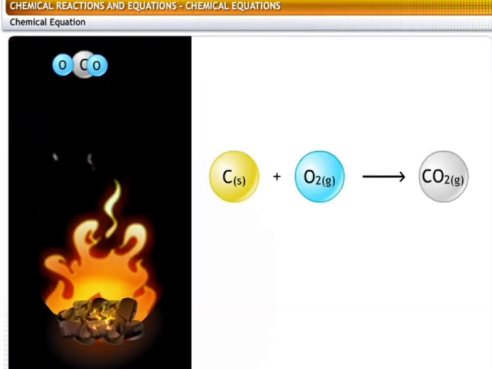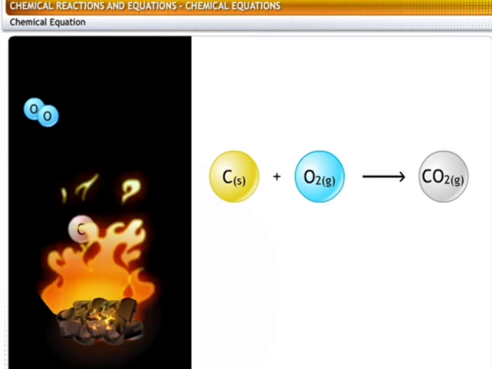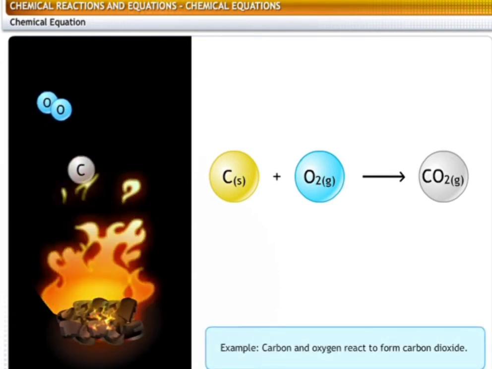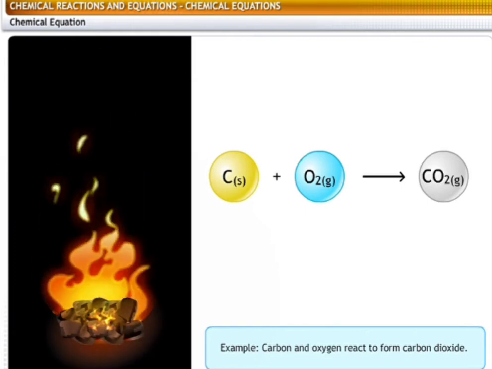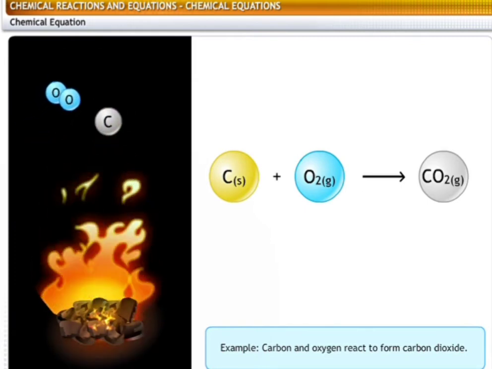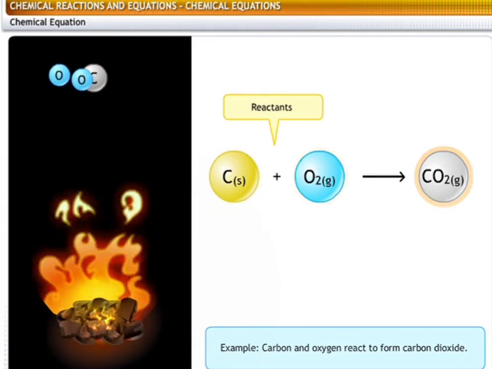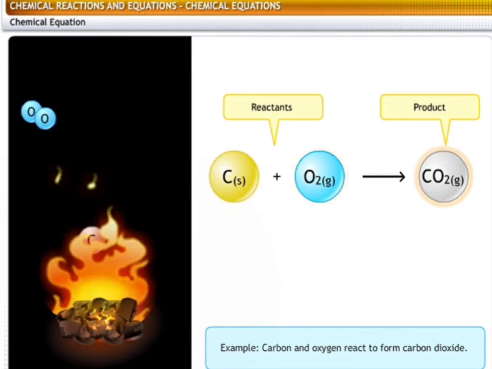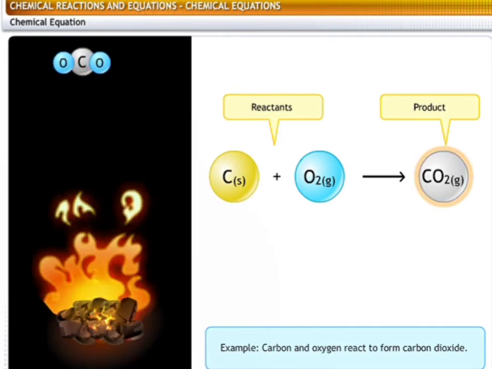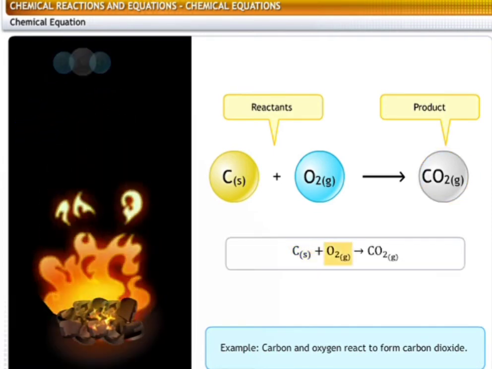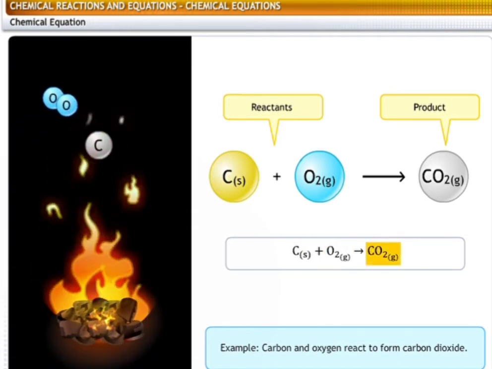Let's take another example that involves two substances. In the burning of coal, carbon reacts with oxygen to form carbon dioxide. In this reaction, carbon and oxygen are the reactants, and carbon dioxide is the product. The chemical equation for this reaction is as shown. Solid carbon reacts with oxygen gas to form carbon dioxide gas.